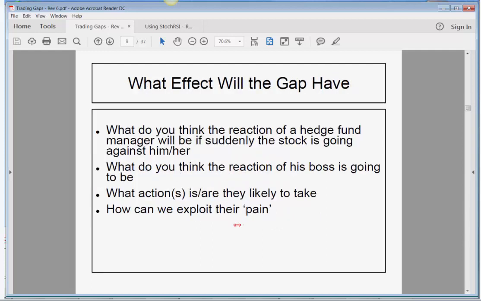All right, we need to know what effect the gap will have. I already covered a little bit about this: what do you think happens if, say, a hedge fund manager is short the stock and suddenly it goes against him? What do you think the reaction of his boss is going to be? Especially if he's got 500,000 shares. He goes over and says, "You're killing me, dude. Get out of it." What he has to do is call up his trading house and say, "I need you to cover," and they're going to have to go out there and buy it at whatever the price is at the moment. So we need to be able to help them ease their pain.